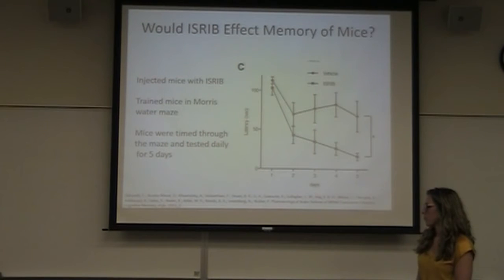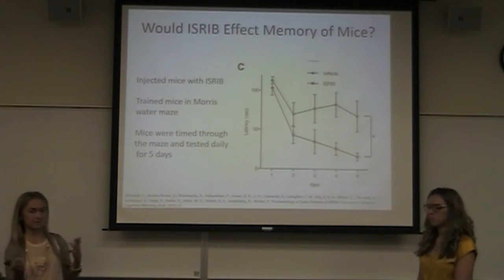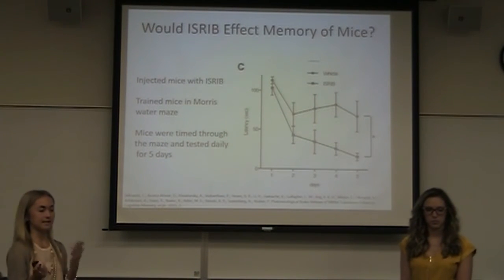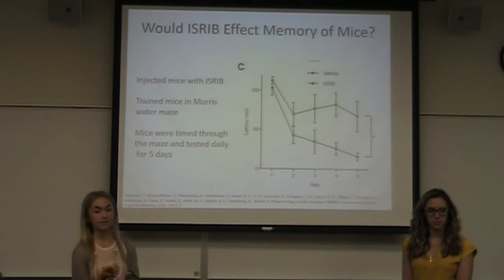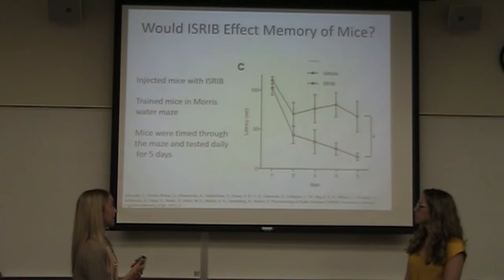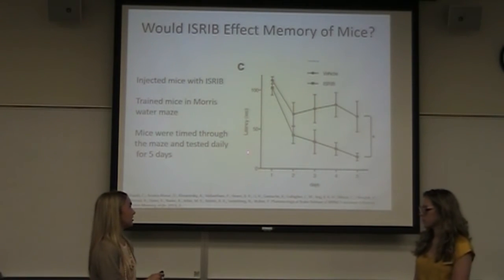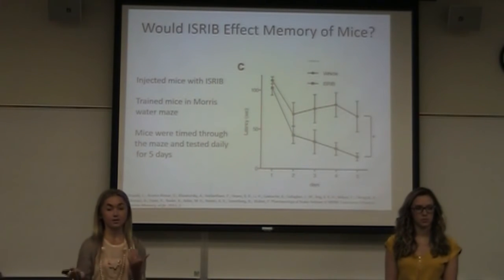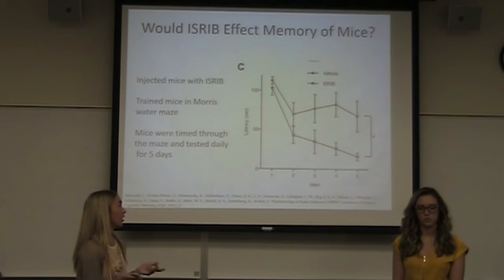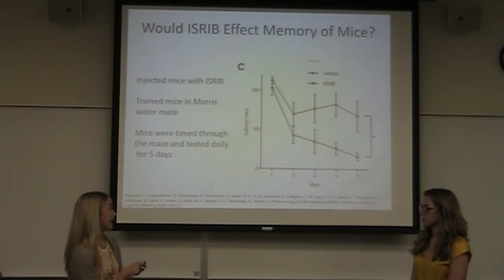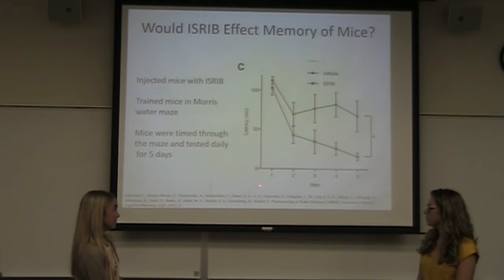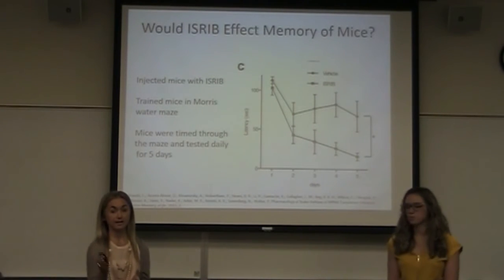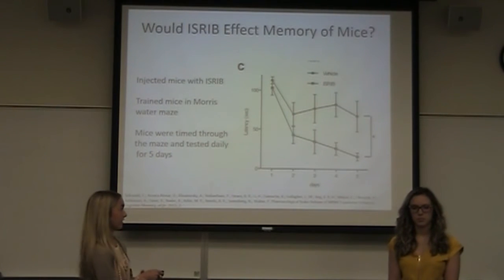Okay, so what they did, they injected the mice with this rib, and they trained them through the water maze, and then they compared the effects of the mice treated with rib and mice that weren't. And they measured the latency, or the time it took for the mice to recognize the platform. What's really interesting to note is that they trained the mice, and then they tested over the 5 days.